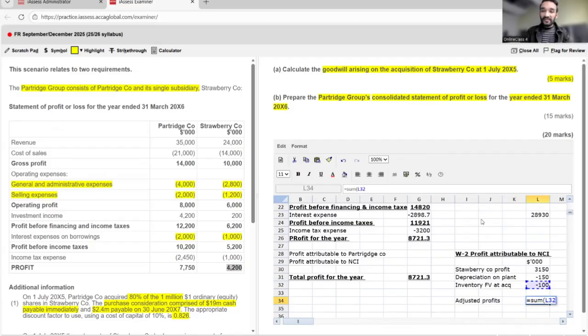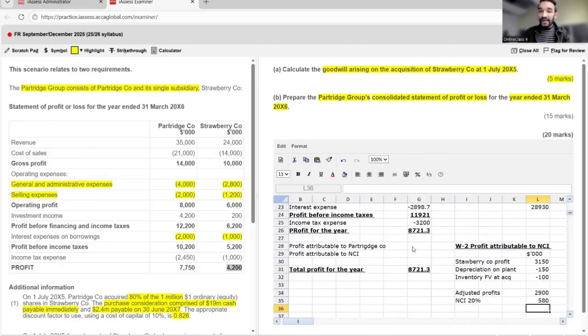Sum and give the share to NCI. What was the percentage of NCI? Which was 20%. So 2,900 into 20%, 580 is going to be NCI. What was the complete profit for the whole group? It was 8,721. So just use the formula, this 8,721 minus the 580. The remaining share is going to be part of the main company.